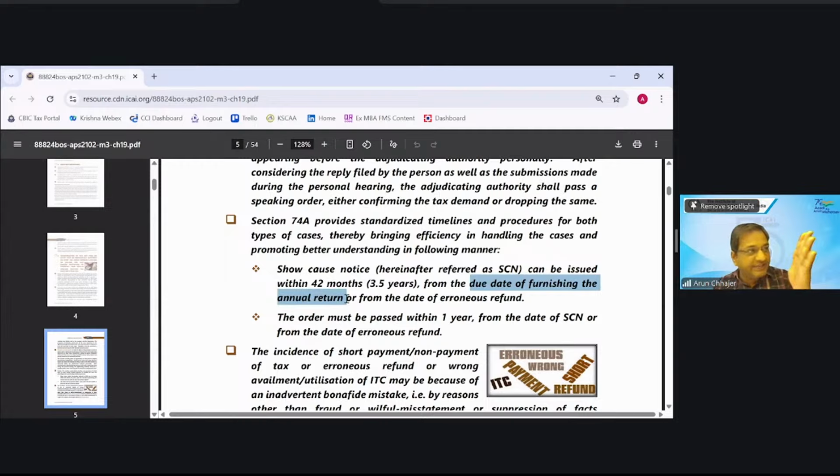Where a cutoff date is counted from the actual filing of the annual return instead of the due date. Can you tell me any provision?